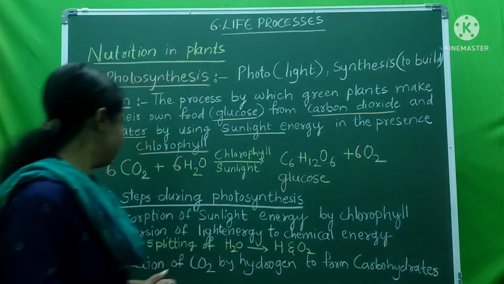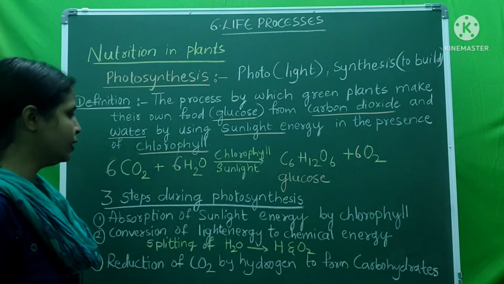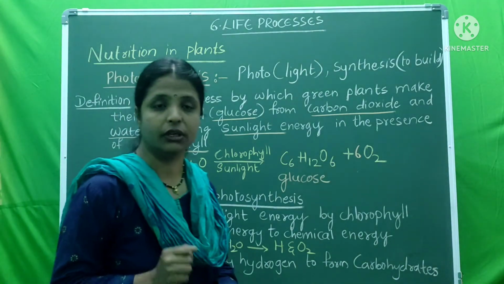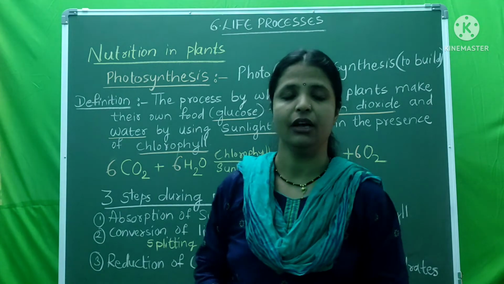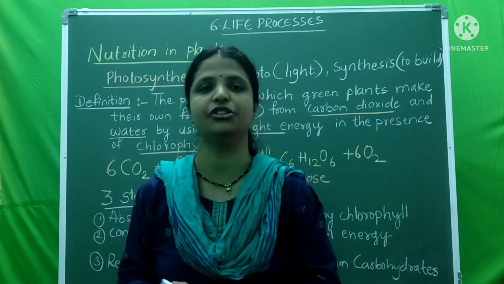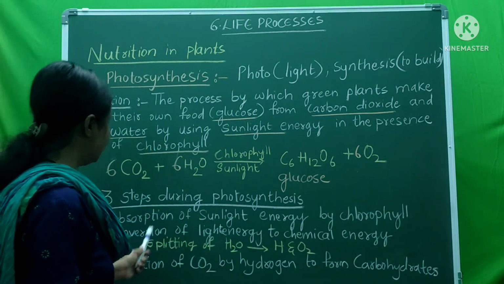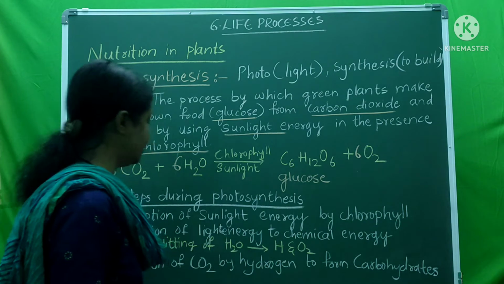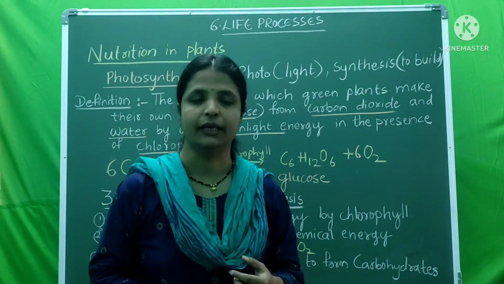Let us see. First step, absorption of sunlight energy by chlorophyll. The chlorophyll present in the plants makes use of sunlight, where the sunlight energy is converted into chemical energy to form glucose. Second, conversion of light energy to chemical energy. As I have told you, the light energy will be converted into chemical energy.